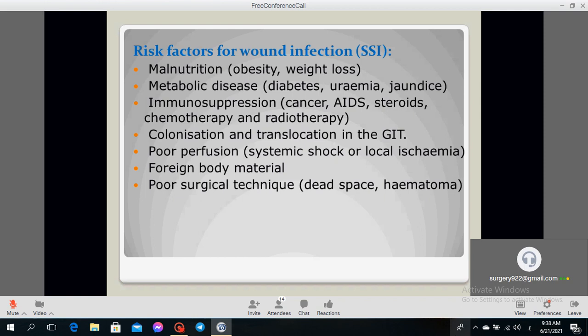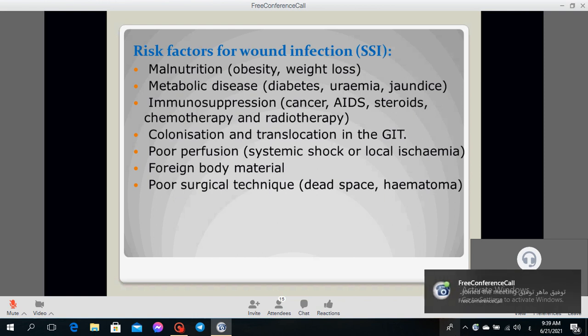مثل ما قلنا malnutrition, especially weight loss, metabolic disease like diabetes and renal impairment, immunosuppression like cancer, AIDS, patient on steroid therapy for a long time, chemotherapy and radiotherapy, colonization and translocation in the GIT, poor perfusion, يعني مثلا المريض صار عنده bleeding post-op وصار shock, this will result in decreased perfusion to tissue, وبالتالي death of the tissue. Foreign body material, مثلا سمعتم قصص يعني surgical fault, النسج جوزاي أو instrument inside the abdomen. This is a sort of infection.